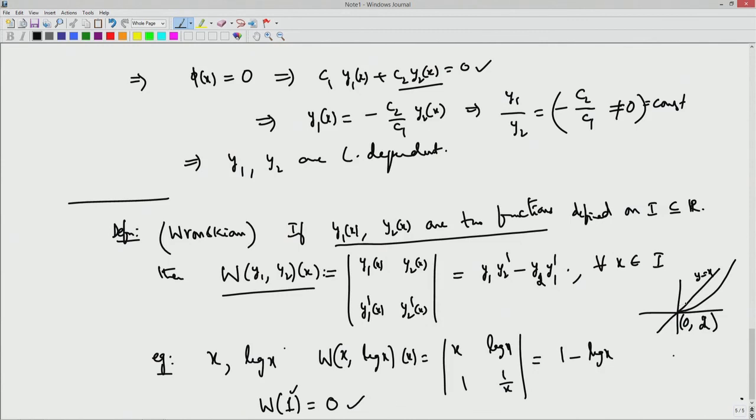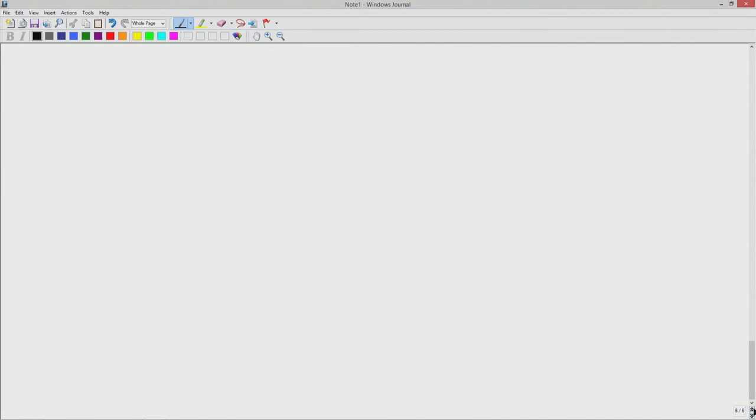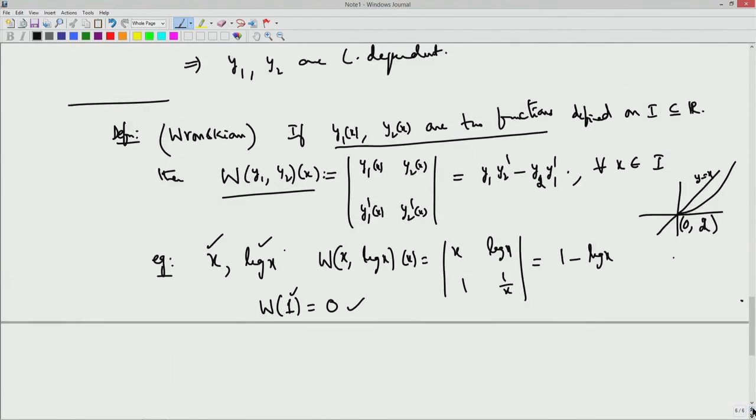That is true only when these are solutions of a second order linear homogeneous equation, not for general functions. This is the example. If you consider these two, though the Wronskian is 0 at a point, they are not actually linearly dependent. Okay.